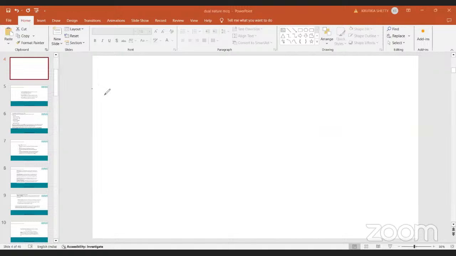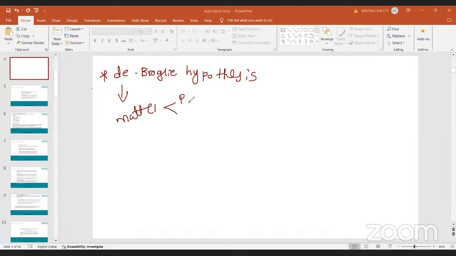Okay, next one. The next concept, a very, very important part of the lesson, is the de Broglie hypothesis. So what is the de Broglie hypothesis? Here de Broglie says that like radiation, matter also has dual nature. Light radiation showed both particle as well as wave nature. Similarly, de Broglie says that matter also has dual nature, that is, particle nature and wave nature.